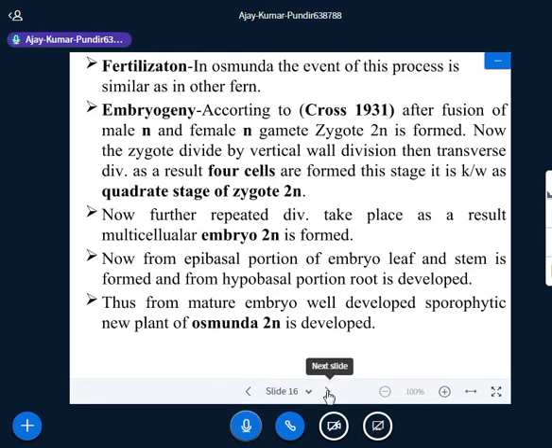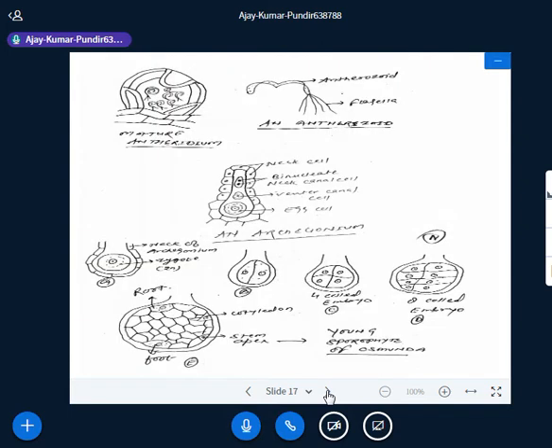So first of all, before discussing the double embryogeny, you have to see the picture. You can easily understand how the development of embryo takes place from diploid zygote, because the antherozoid is a male haploid in number and the egg cell is haploid in number. After fusing they produce diploid zygote. So zygote is always diploid. So what happened?